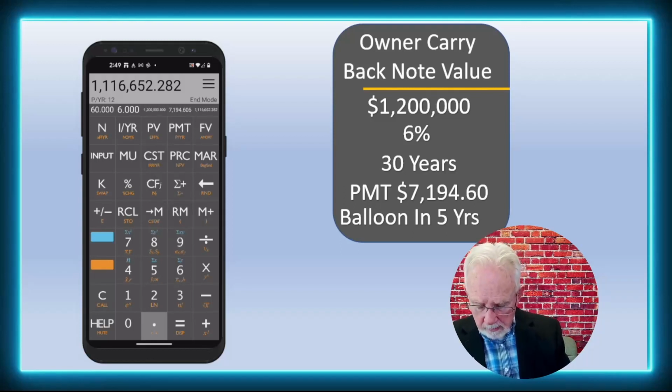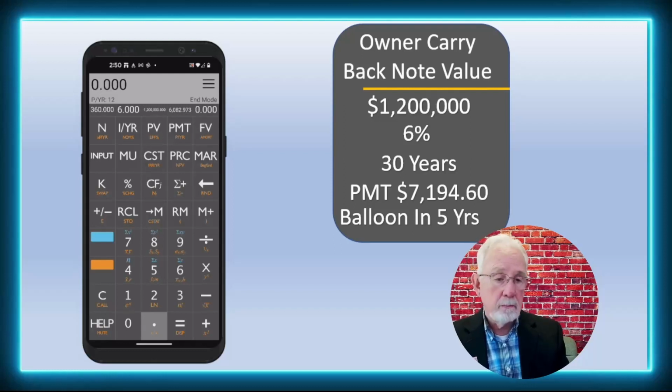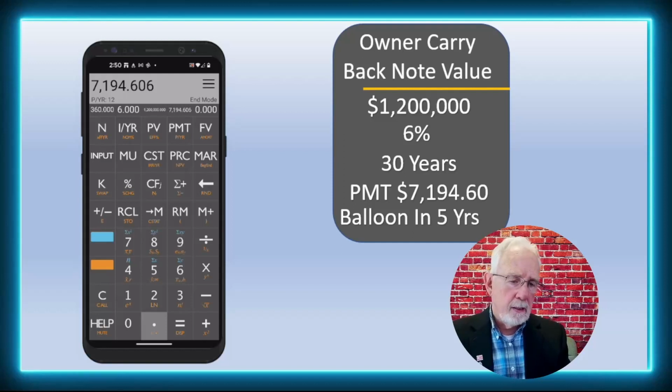Now let's go back up and put $1,200,000 back in the calculator, PV, and we're going to put 30 shift N back in and solve for the payment. Whoops, I better put 0 in future value because that would calculate into the balloon payment. We don't want that. And now we're going to ask for the payment, $7,194. You see, I just made a mistake, forgot to clear the future value out.